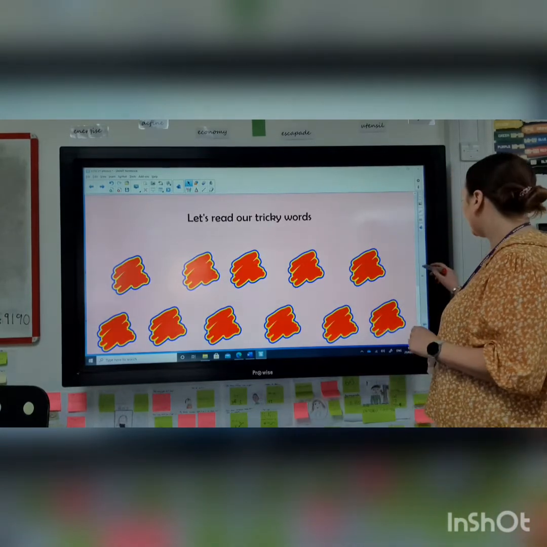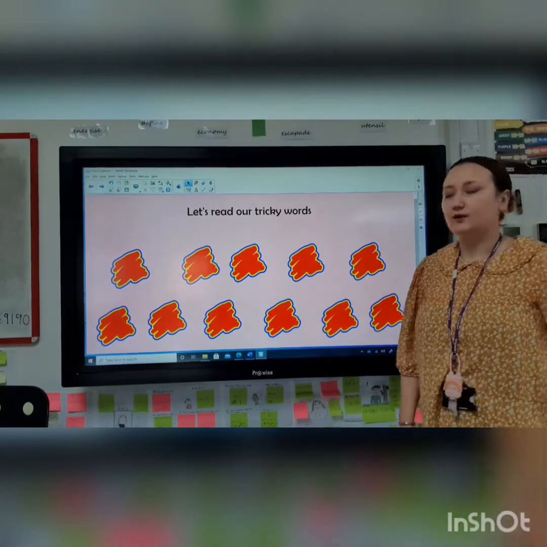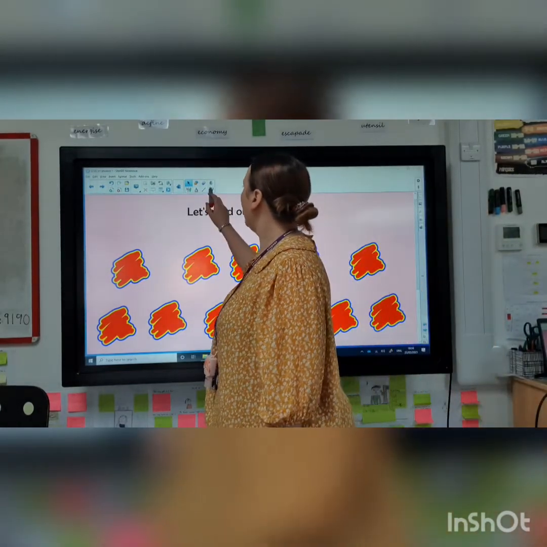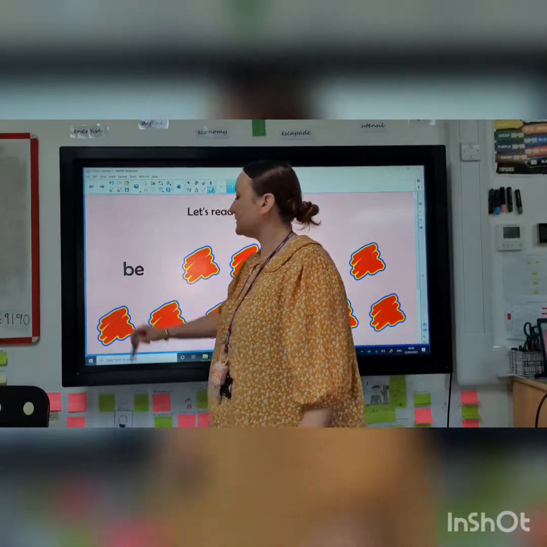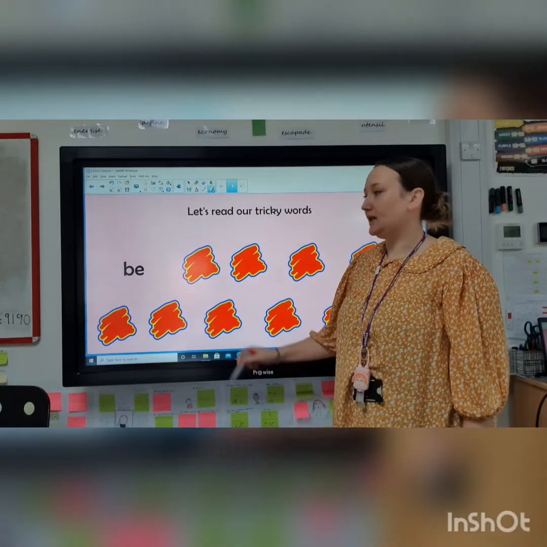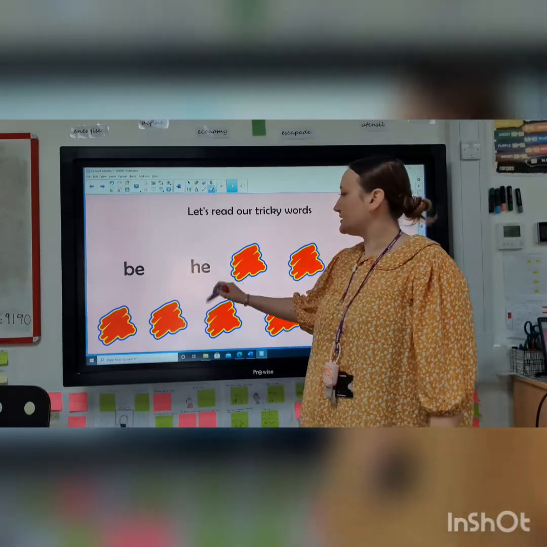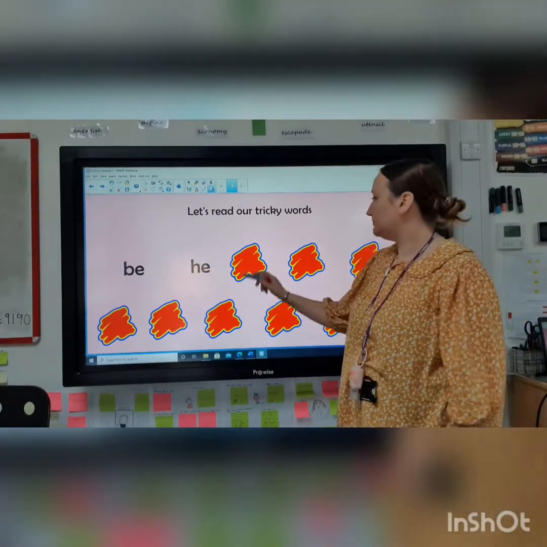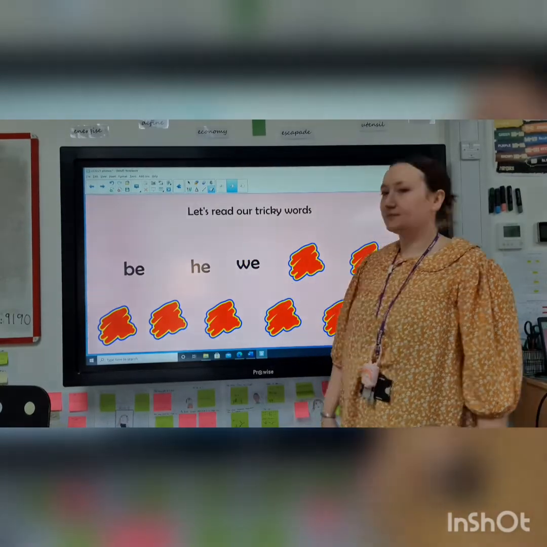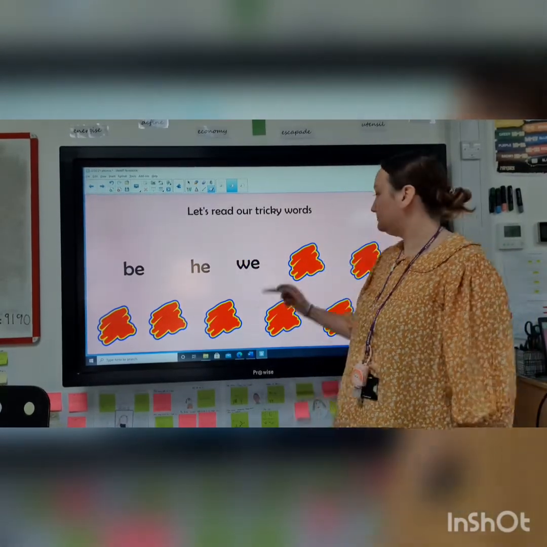Okay, so we're going to read our tricky words now. Lots of tricky words that we know now. So, first of all, this one, be. And this one, he. We.